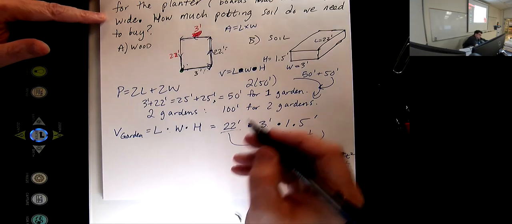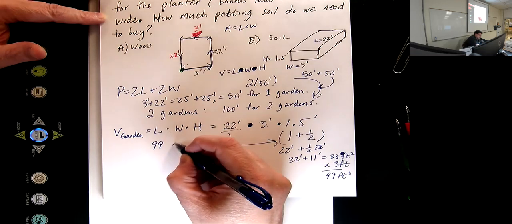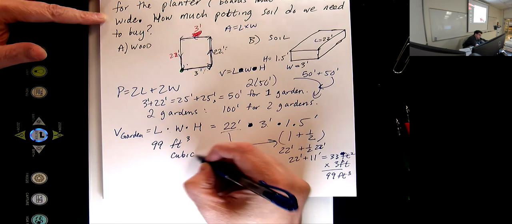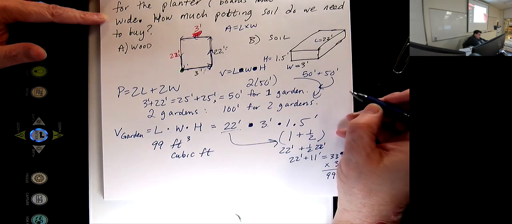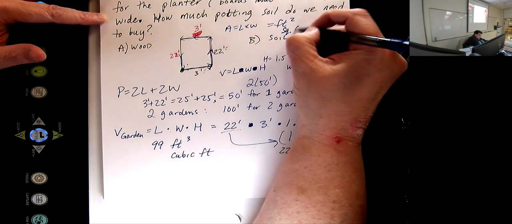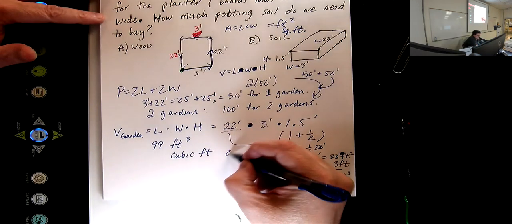The point is, when you multiply these together, you're gonna get 99 cubic feet. So we can write it as feet cubed or cubic feet. And this was feet squared. Area is feet squared or square feet. They abbreviate squared, and I guess they abbreviate cubic sometimes.